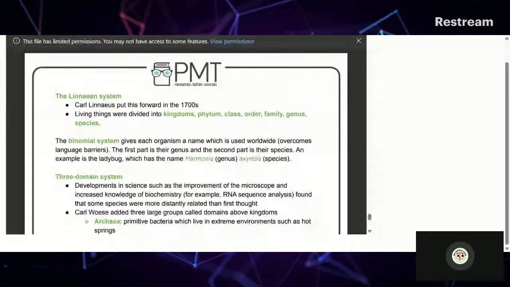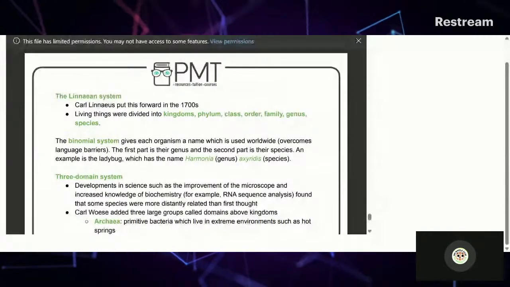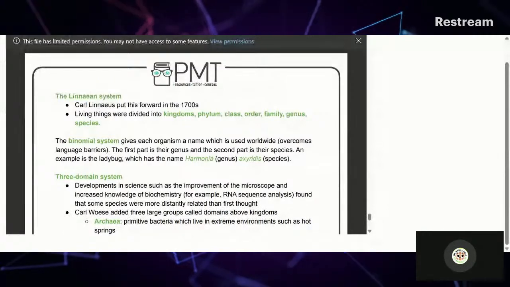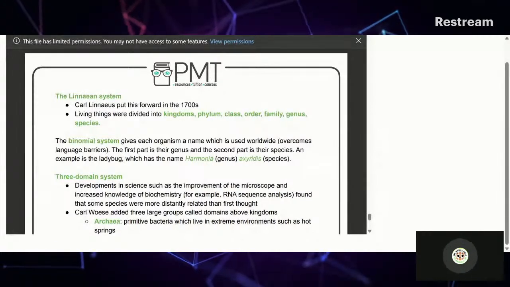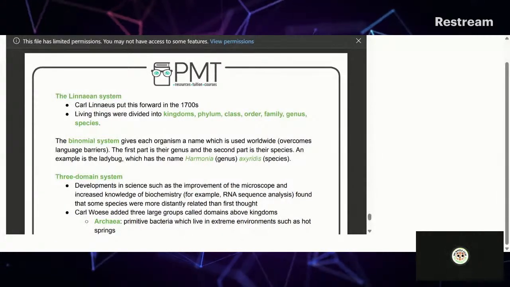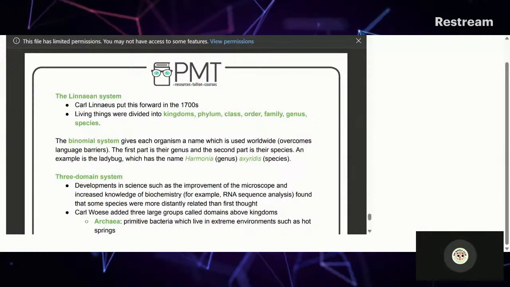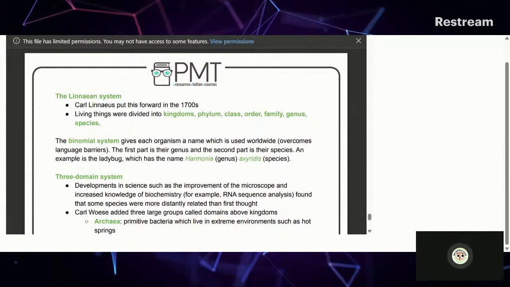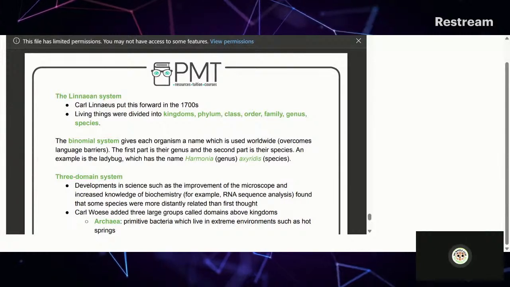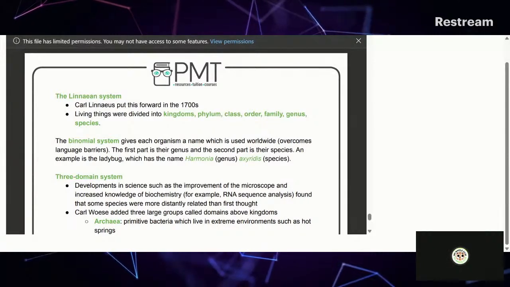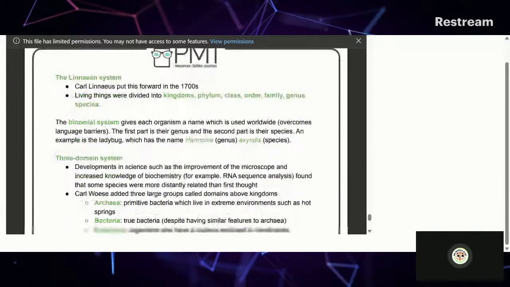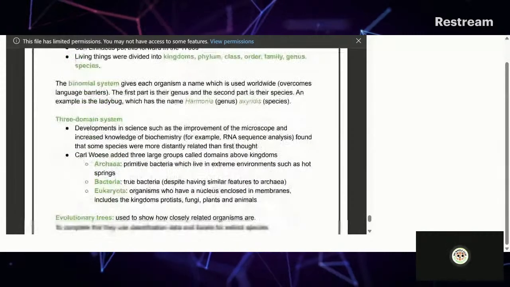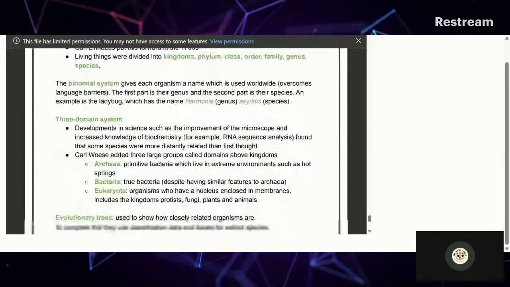So Carl Woese proposed the three-domain system using evidence gathered from new chemical analysis, such as RNA sequences, showing that species thought to be closely connected in traditional classification systems are in fact not as closely related as first thought. In the three-domain system, organisms are split into archaea, bacteria, and eukaryota. Archaea are organisms that were once thought to be primitive bacteria.